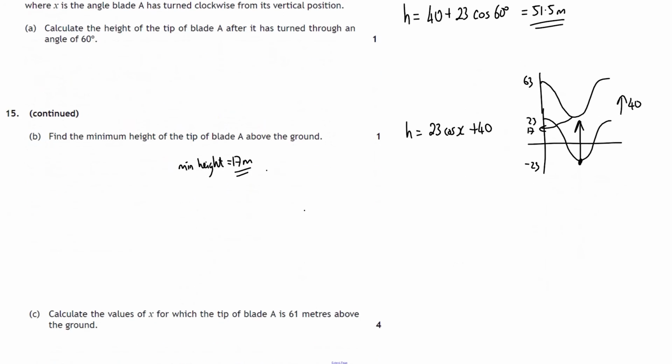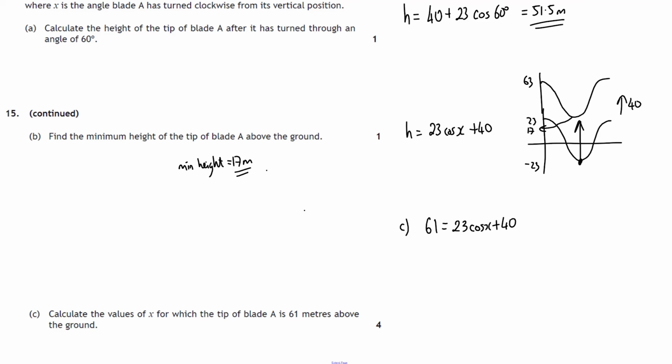So we're looking here at part C. Calculate the values of x for which the tip of the blade is 61 meters above the ground. So it's saying the h value this time is 61. So for part C, we've got our equation again, but this time we've got 61 equals 23 cos x plus 40. So in every step, we've just been using the trig equation in a different way. This time we've got to solve the equation to find the two values for x where the tip of the blade is 61 meters above the ground.